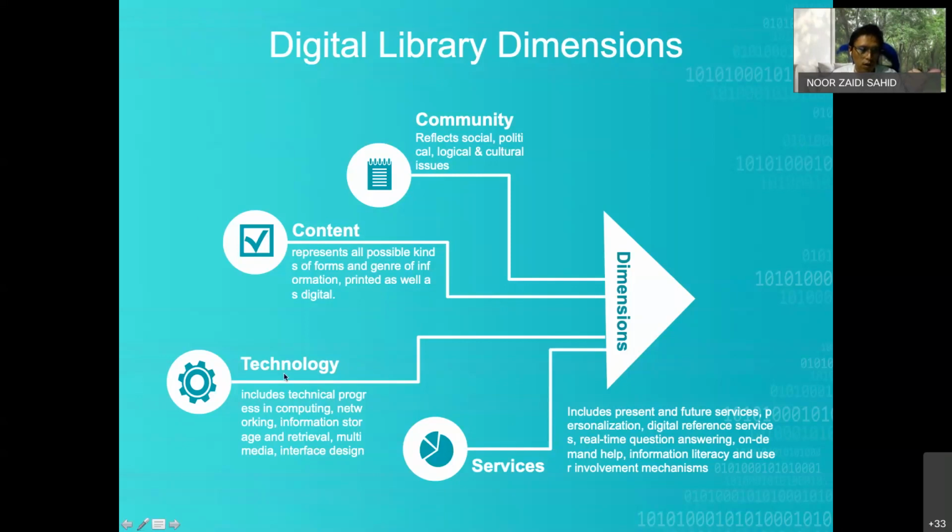Technology use, ini banyak elemen dia, daripada hardware, software, network, and the graphical user interface, and types of information as well. And finally, services, which includes personalization services. Is there any digital reference services? Apa yang ada dalam tu, perkhidmatan yang lain, chat ataupun reference services dan sebagainya. So perkara-perkara ini perlu dilihat dalam projek nanti, sama ada konsep ataupun membangunkan prototype.